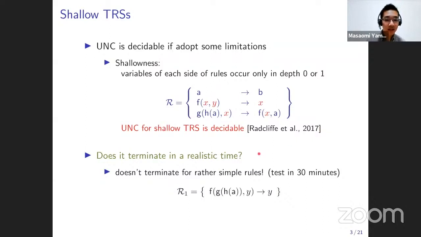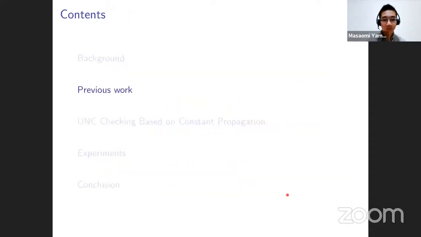Now the question arises, does the procedure terminate in realistic time? We implemented Radcliffe's method and ran it. This R1 has only one loop, a very simple TRS, but the procedure didn't terminate in 30 minutes. In the next section, I explain more details of Radcliffe's method.